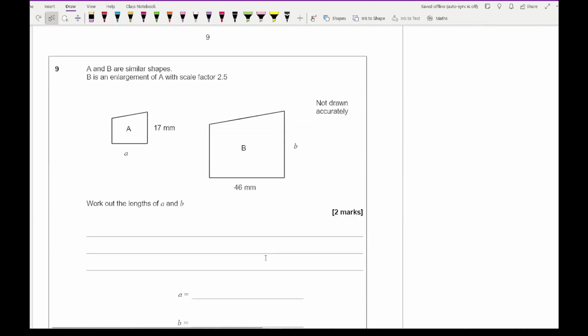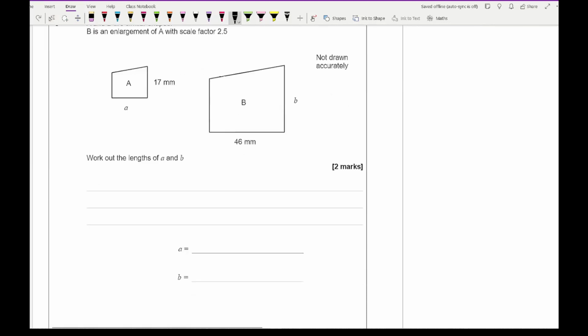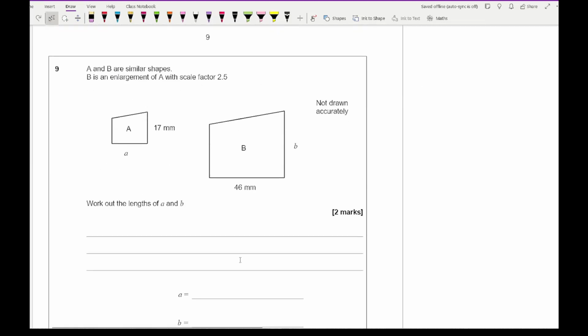Now moving on to question 9, it says A, B are similar shapes. B is an enlargement of A with a scale factor of 2.5. Work out the lengths of A and B. So we know that the scale factor is 2.5. So then to work out B, well, that's going from the small shape to the big shape, so I multiply by the scale factor. So it's going to be 17 times 2.5.